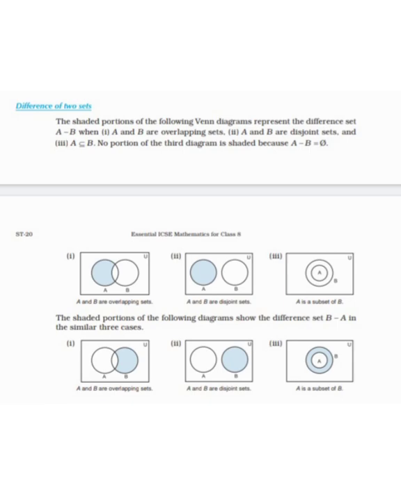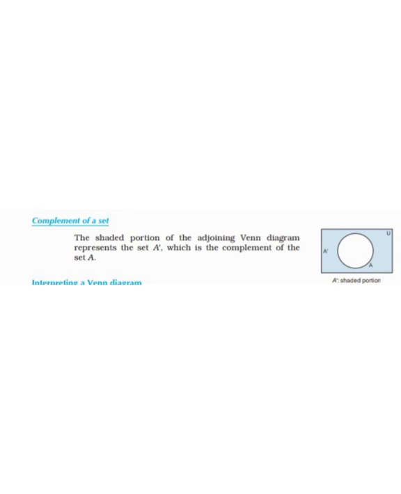The third one is A is a subset of B. Subset means the full A is inside B. That means A and B have the common part fully A, so A will be fully cancelled. The answer is empty. So the difference is empty, and there is no shade in the third figure. The fourth is the same for B minus A, also given below, so you will study that.